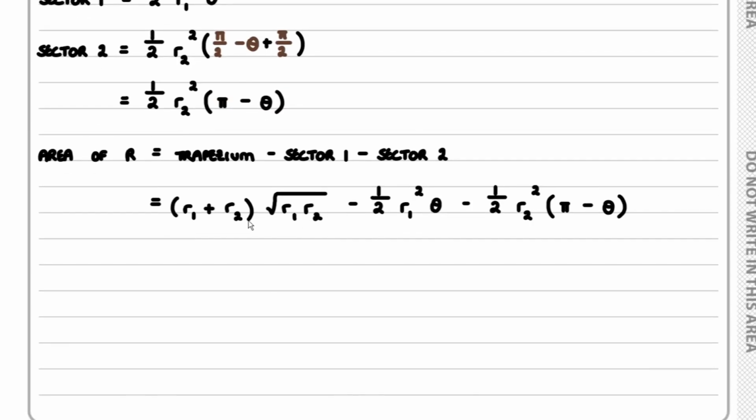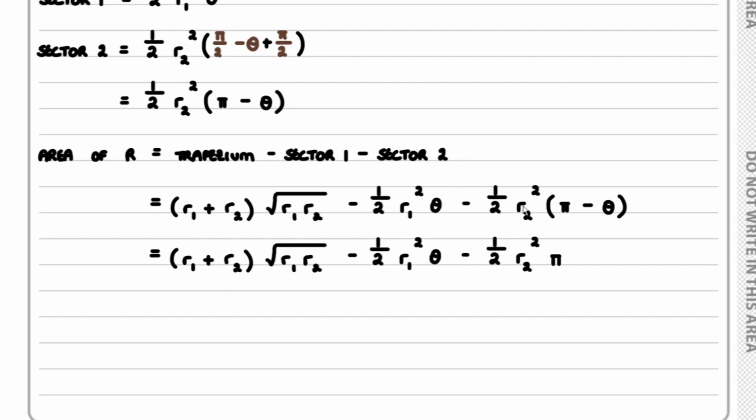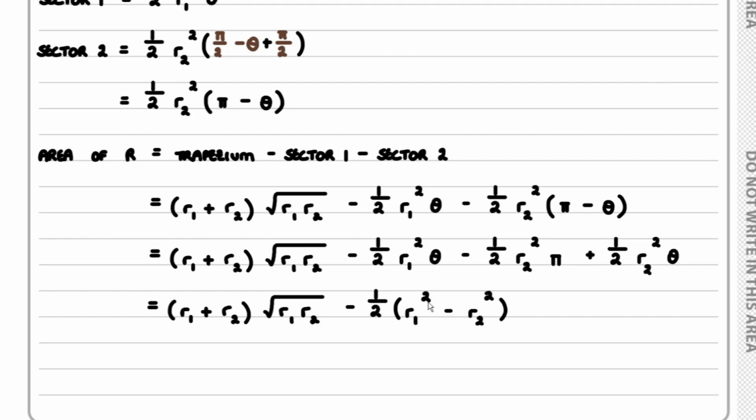So now let's simplify. Well, this first term will remain as it is, the next term will remain as it is, and here I've got minus a half R2 squared times by pi, and then I've got minus a half R2 squared times by minus theta, which is positive a half R2 squared theta. So this term will remain as it is. And if I take away a half, I can factorize that out essentially. I'd have a half times by (R1 squared take away R2 squared), and times that by theta, and then I take away this term, which is a half R2 squared pi. And that's exactly what we wanted to show.